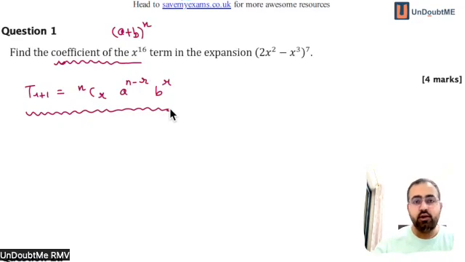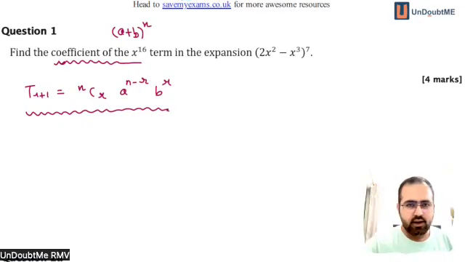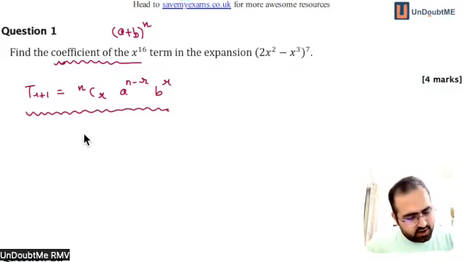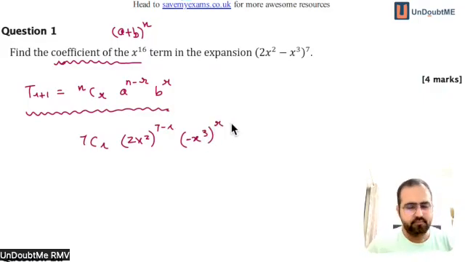Before continuing with this, I would like to share one more thing. I'll write the general term. It will be 7Cr (2x^2)^(7-r) (-x^3)^r. Then the next step is rearrangement.